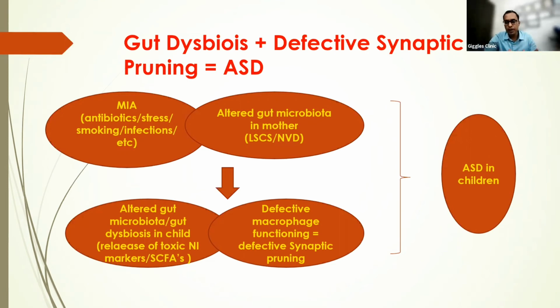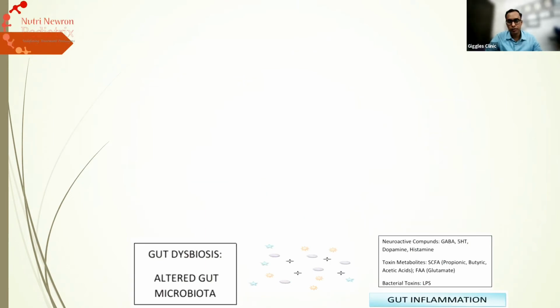So this is a brief about gut dysbiosis and the connection between the gut and the brain. This is one of my favorite topics in developmental delays, autism and ADHD. So this was a brief overview of gut dysbiosis and the connection between the gut and the brain. So thank you, parents. And now we can take up the questions, if there are any.